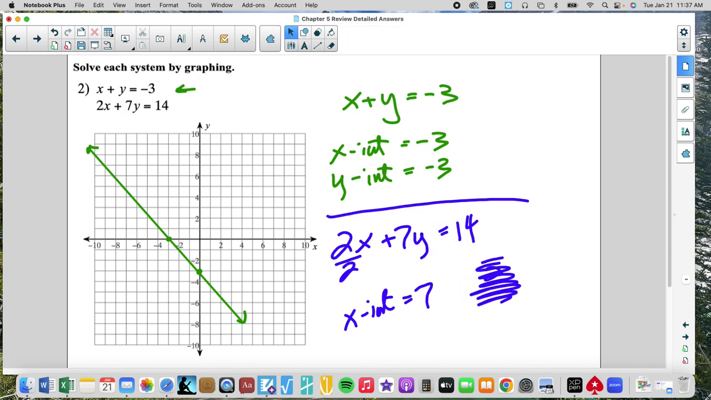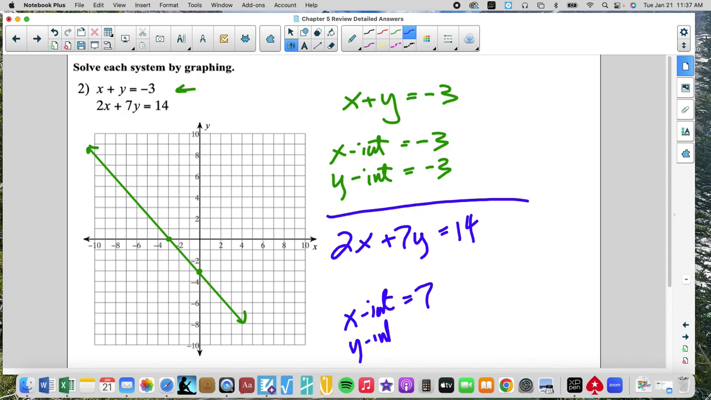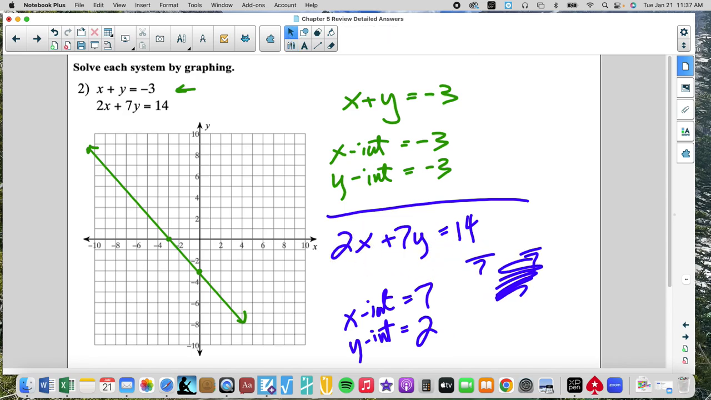Let's take that away and go back to the original equation. Now if I want to find the y-intercept, I'm going to cover up the x term. That removes the x term, and we're left with 7y equals 14. We divide both sides by 7, and we get a y-intercept of 2. So we go back to the original, and that's the easy way of finding intercepts, 2 points, when it's in standard form.